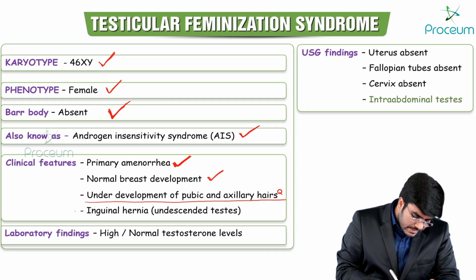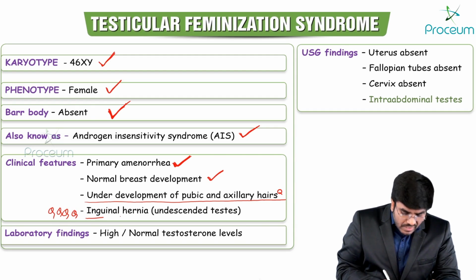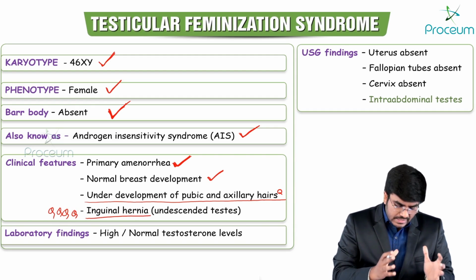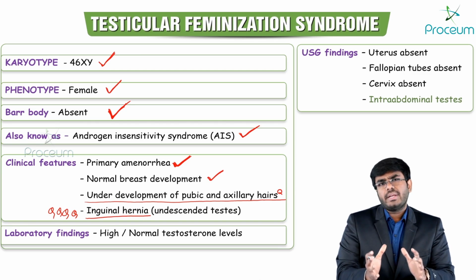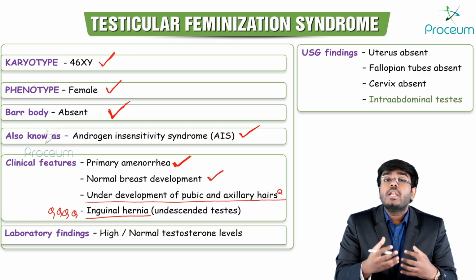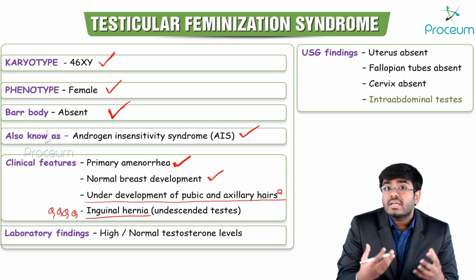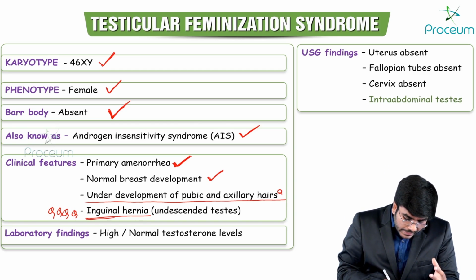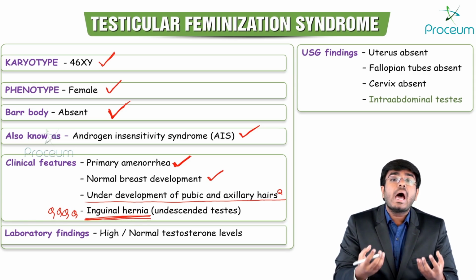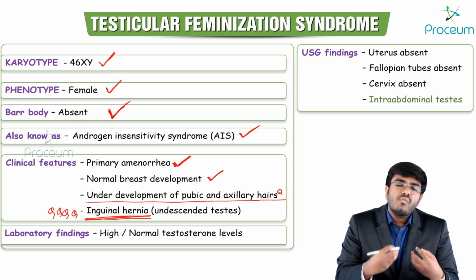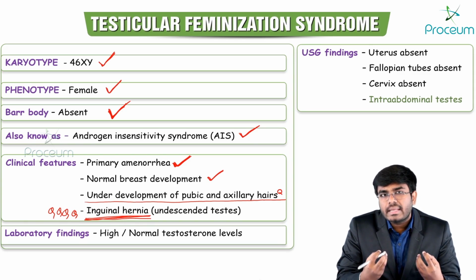Okay, guys, this is a very important MCQ. See, these females who are actually males are going to present to the clinic with a chief complaint of primary amenorrhea, but they can also present in your clinic with a complaint of inguinal hernia. Why? See, this inguinal hernia is nothing but the undescended testis which got blocked in the inguinal canal.